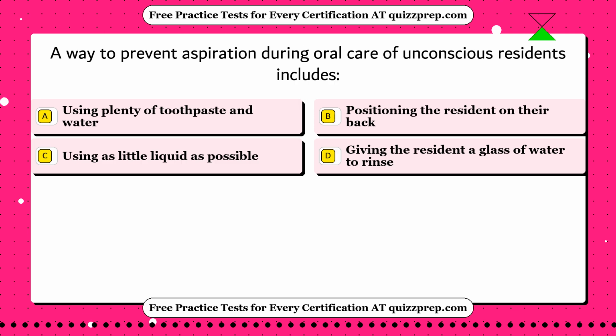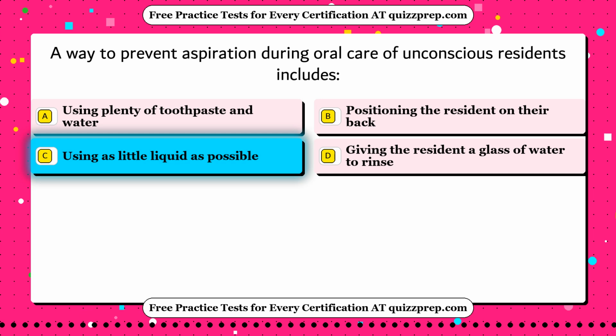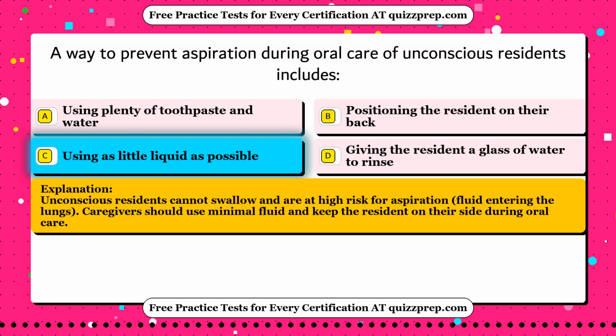Question 91. A way to prevent aspiration during oral care of unconscious residents includes: Option A, using plenty of toothpaste and water. Option B, positioning the resident on their back. Option C, using as little liquid as possible. Option D, giving the resident a glass of water to rinse. The correct answer is option C, using as little liquid as possible. Unconscious residents cannot swallow and are at high risk for aspiration, fluid entering the lungs. Caregivers should use minimal fluid and keep the resident on their side during oral care.